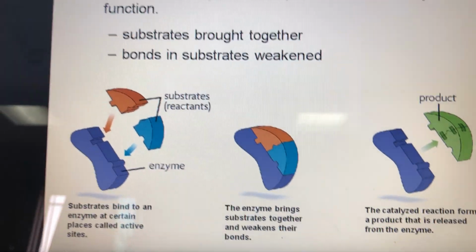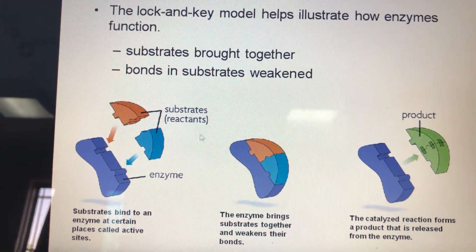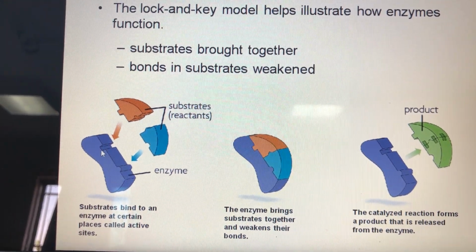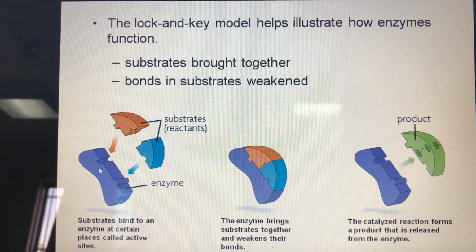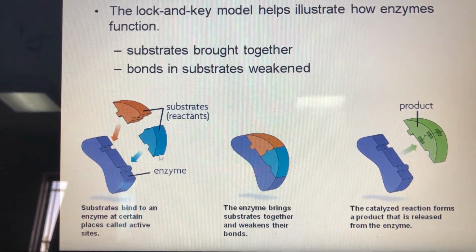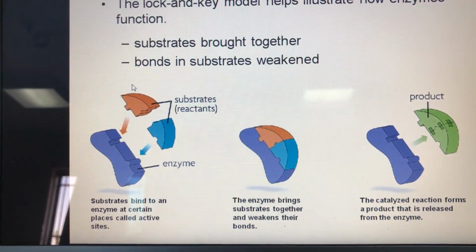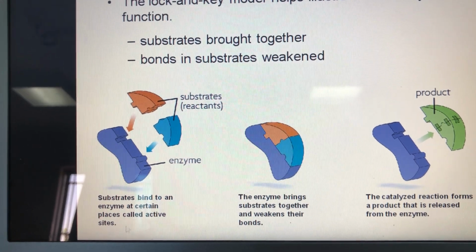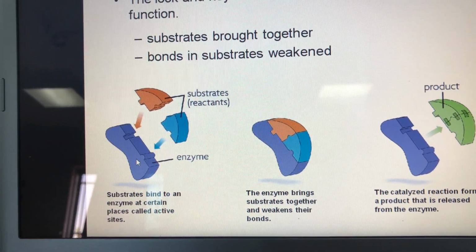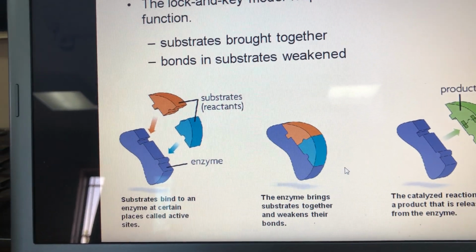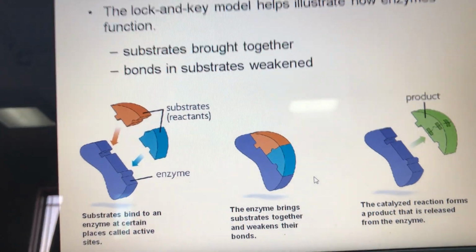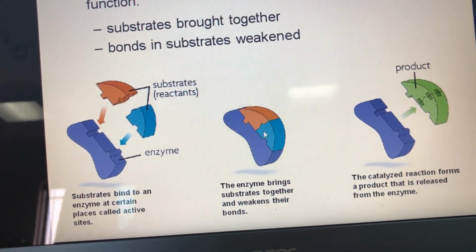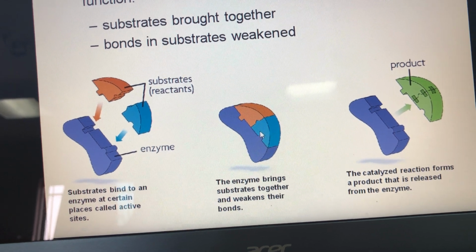Now, as we said, the enzyme here has active sites, okay? And here are the substrates, the reactants. They will bind to an enzyme at certain places. Both of them will bind here. Then the enzyme brings the substrates together, as you see here, like the key and its lock, exactly.